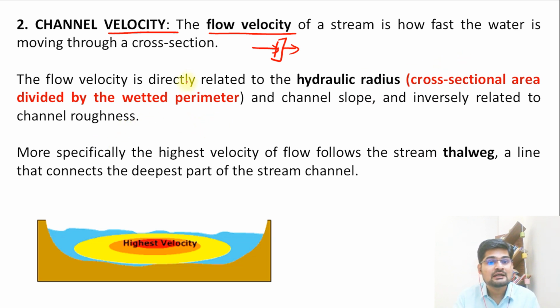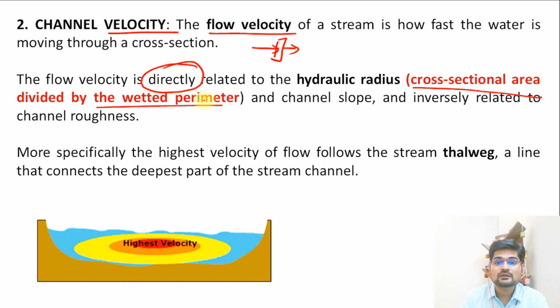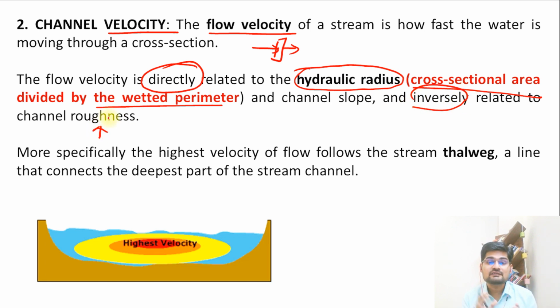So remember, here it is important to catch how the cross-sectional area and wetted perimeter are related to the velocity. When we say direct relationship, what is directly related? The cross-sectional area divided by the wetted perimeter, from which we calculate the hydraulic radius of the channel. And inversely related is its roughness, because remember, it is rough, so it will try to stop the flow. That is where friction comes into the picture. So that is inversely related to the velocity of that channel.